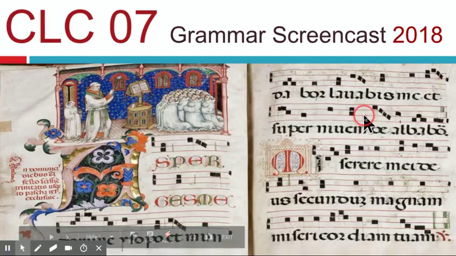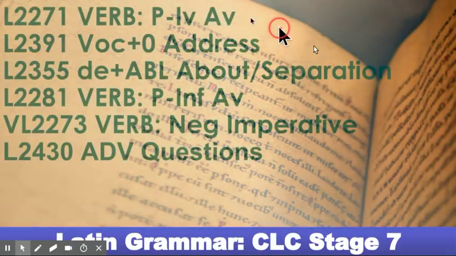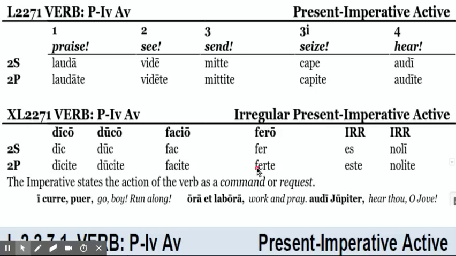2018-19. In this Grammar Screencast, we'll be covering exciting stuff like the imperative, how to give commands. We'll also be covering the address phrase, adding the day plus ablative about or separation phrase, as well as the present infinitive, and deal with negative imperatives, how to give negative commands. Don't do this. Plus some adverb question words. So let's start with the imperatives.